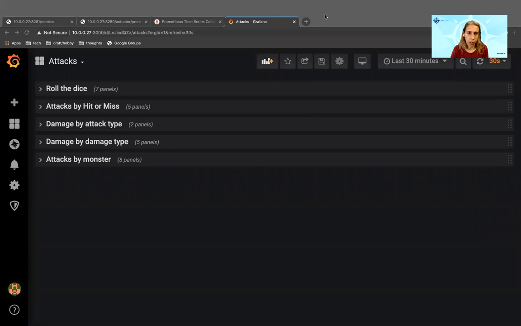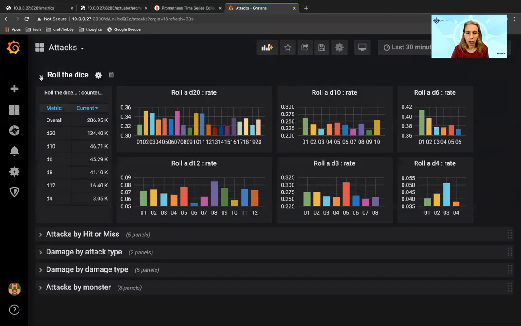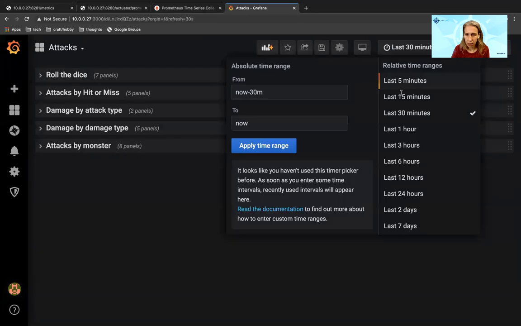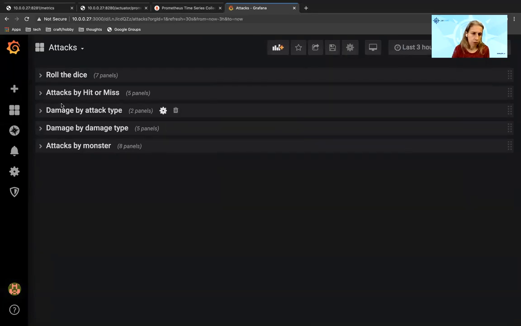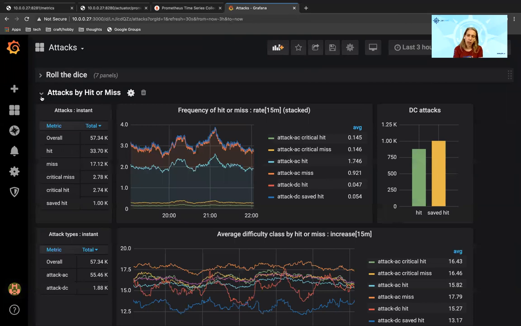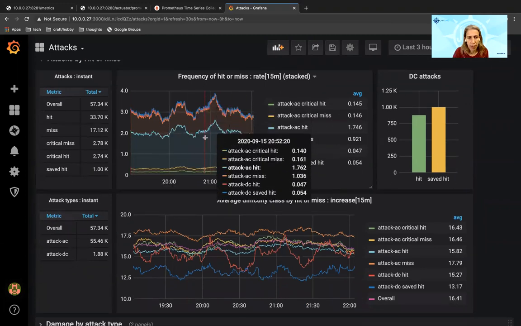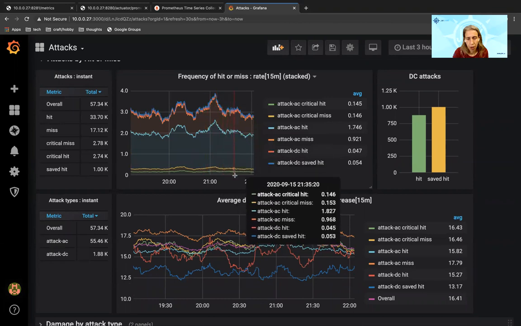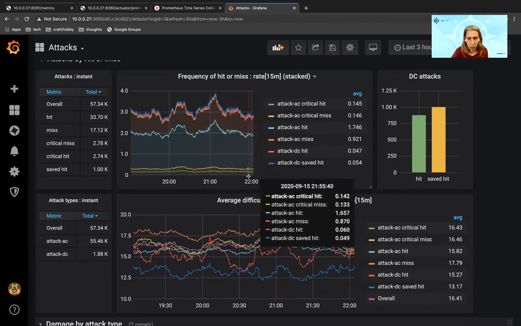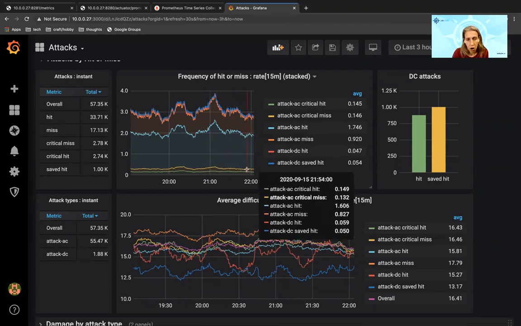So we do have dashboards here in Grafana. Just a quick throwback, here's the updated dice roll one. So we still have that one, it still works. Let's take this dashboard, we'll go to the last 3 hours. So if we go to attacks by hit or miss, this is just from that data that we gathered. We can learn a few things. So this is a nice stacked graph, which means everybody's piled up, there's no overlapping lines. So what we can learn from this is that critical hits are uncommon, they're low, exactly as they should be.